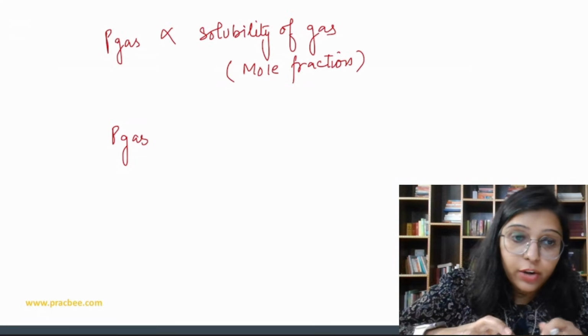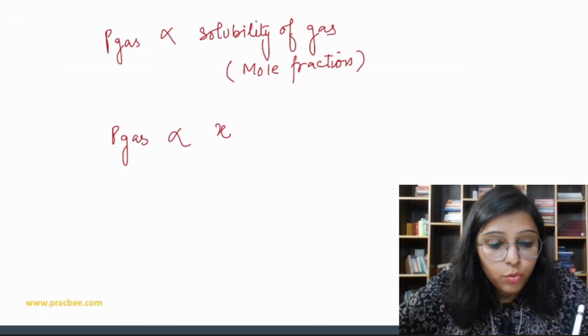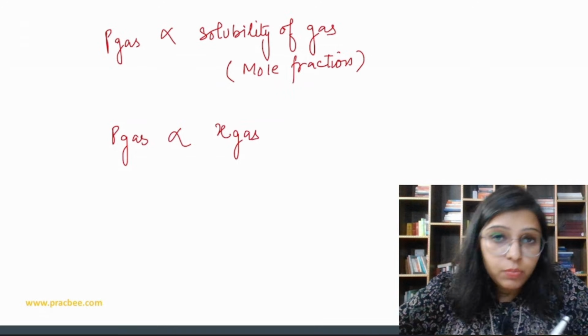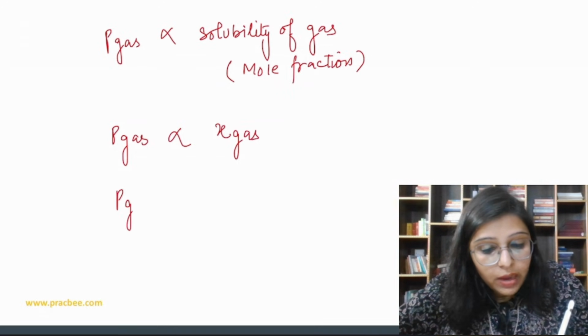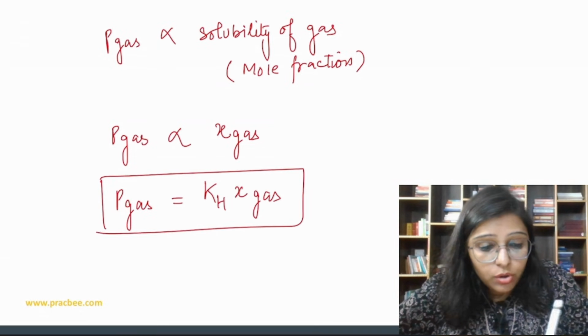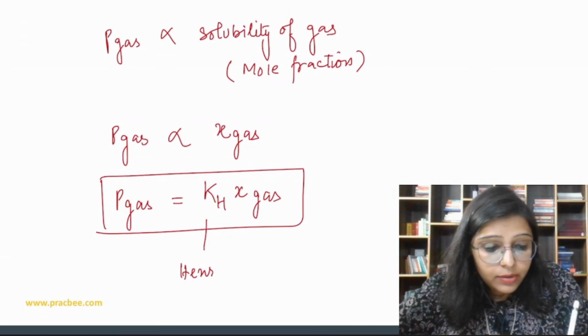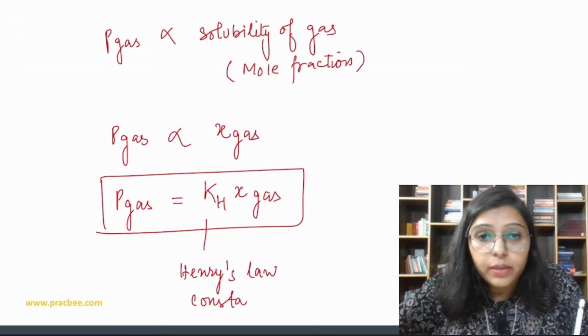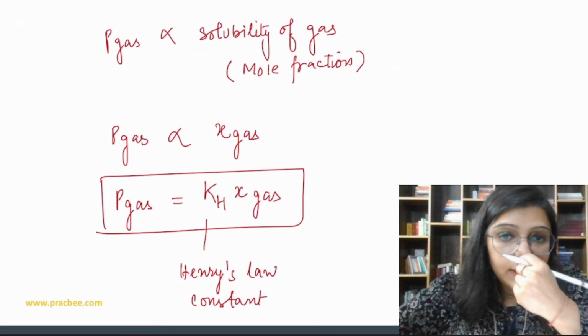So the pressure applied onto the gas is directly proportional to the mole fraction of the gas. Now when we remove the proportionality sign, we have to put a constant, and that constant is Kh. Kh is the Henry's law constant. It is dependent on temperature. It is different for different gases, right?